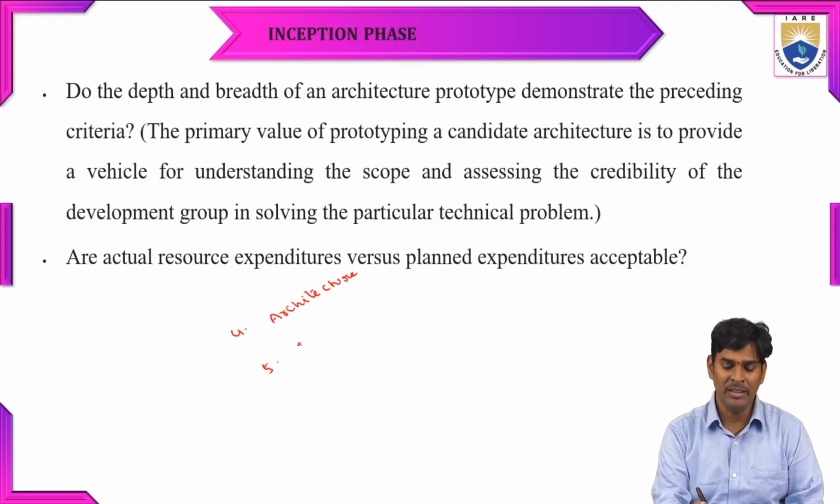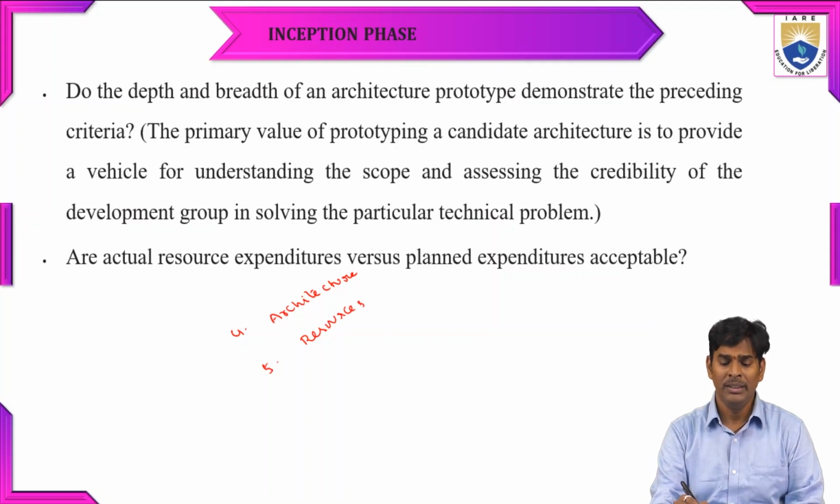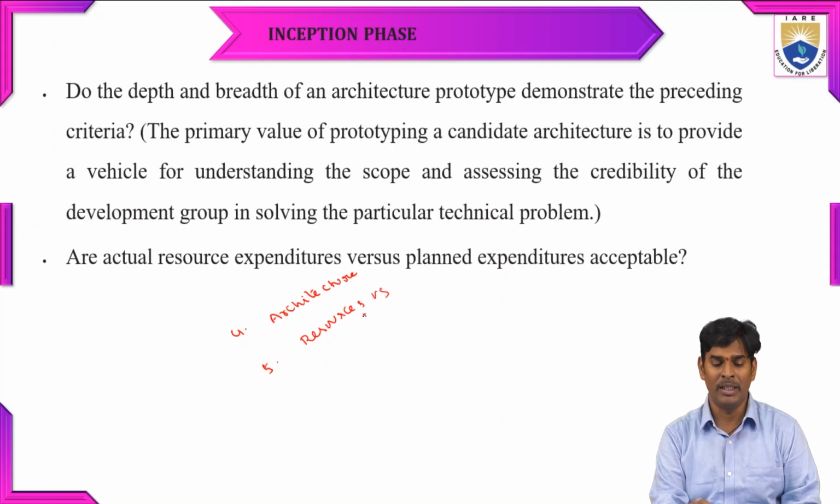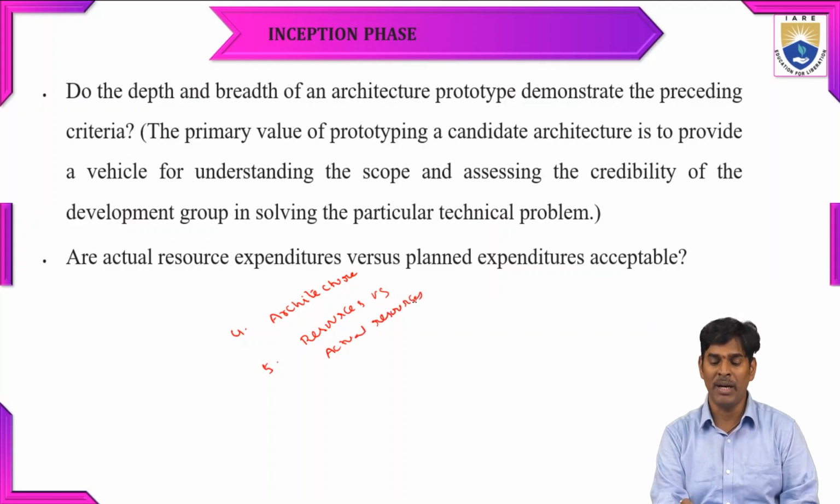And the next one is, are actual resource expenditures versus planned expenditures acceptable? It means initially some resources will be allocated. Okay, this is the plan. And when they start the project, the resources may sometimes vary. So they need to compare.